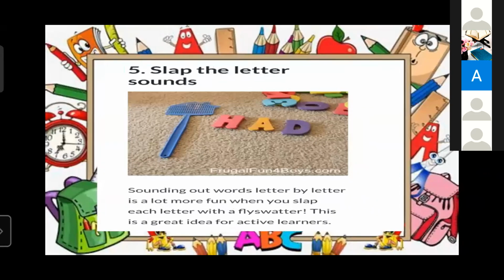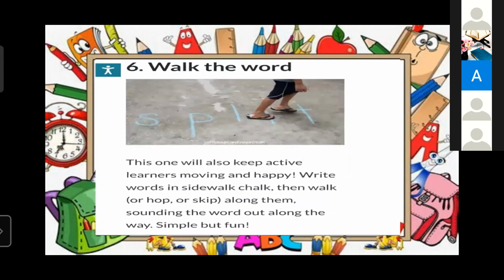Number 5, slap the letter sounds. Do you know the game Swat It? We have talked more and more about it. Here they slap the sound they hear. For example, if we are taking the sounds of B and K, we ask them to swat the sound they hear. We write on the board, for example, bag, banana, bus, and cat. So when we say K, they will slap. Which word will they slap? Cat. Yes, exactly. So they slap the letter sound. This is another game or another activity.